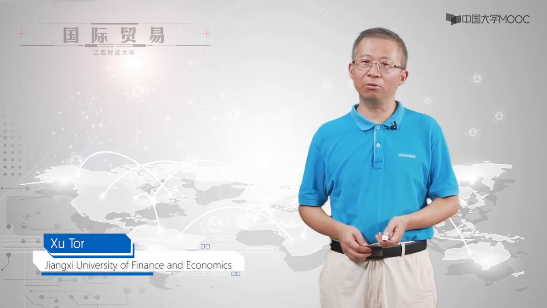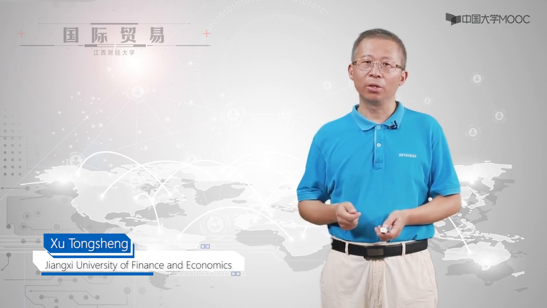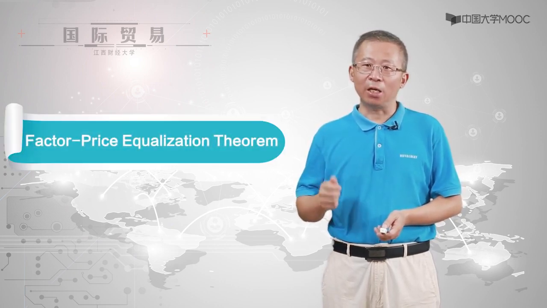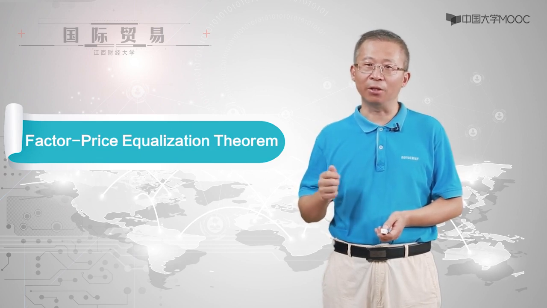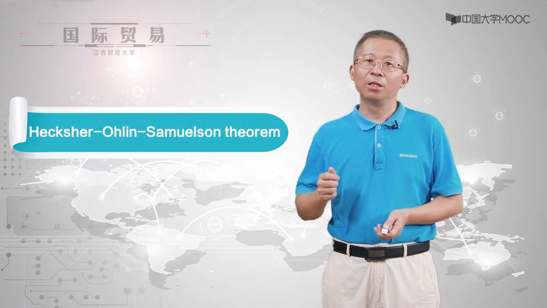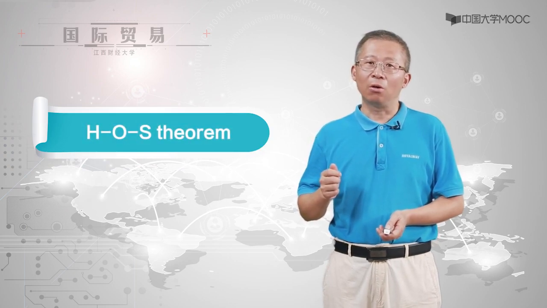Classmates, in this lecture, we will continue to study the factor endowment model. We have known that international trade tends to equalize product prices among trading partners. Can the same be said for factor prices? So today we will study the factor price equalization theorem. Sometimes we call it the Heckscher-Ohlin-Samuelson theorem or HOS theorem.